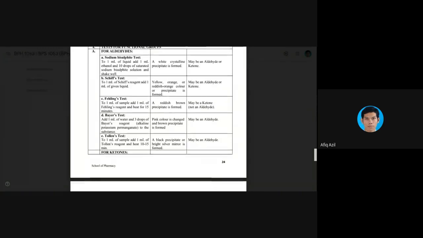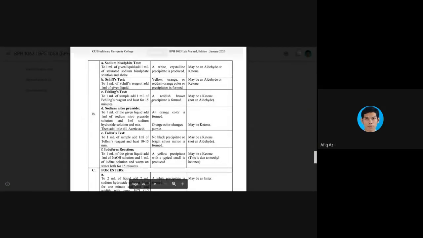Okay, so you did another test, the ketone functional group tests. Over here there are 1, 2, 3, 4, 5, 6. Okay, 6 tests.